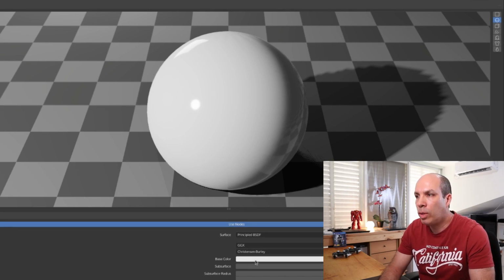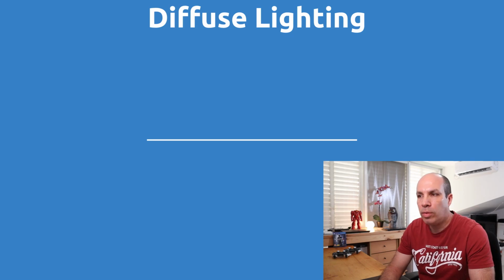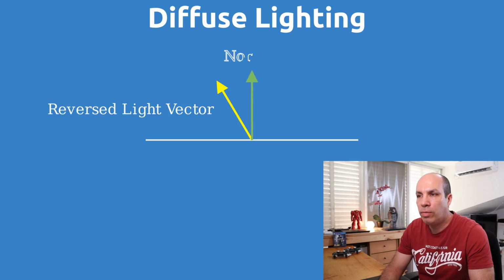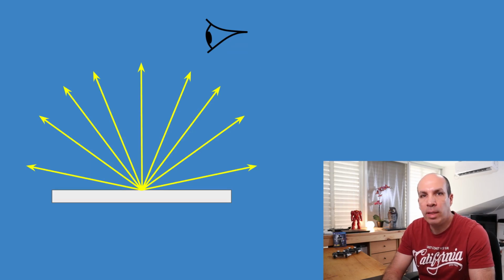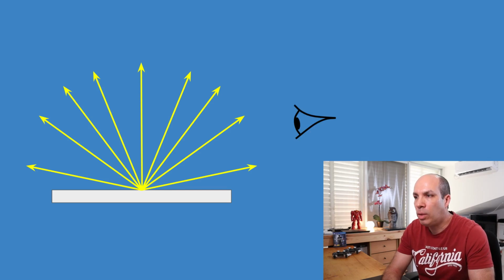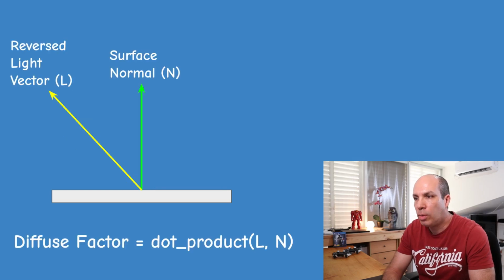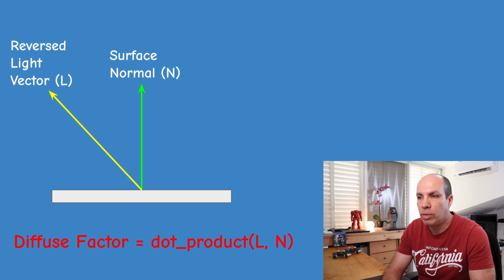In the previous tutorial we went over the diffuse component and we saw that the two main factors in it are the direction of the light and the surface or vertex normal. The reason is that diffuse lighting is based on Lambert's cosine law, which targets an ideal diffusely reflecting surface. This means that the reflected light is scattered all over the place in many angles, creating an equal light intensity for all the possible locations of the viewer. We calculate that intensity using the dot product between the light vector and the surface normal.